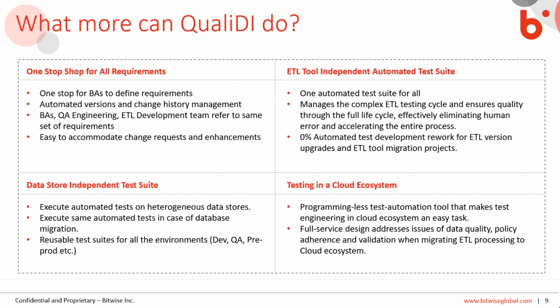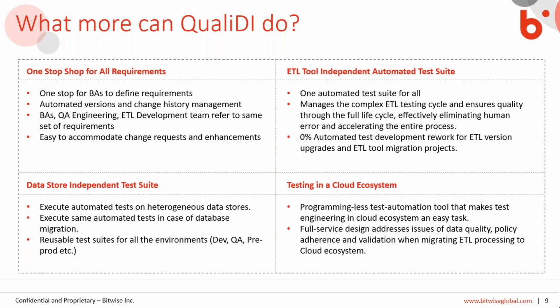QualiDI can easily test complex transformations, ensure quality, and eliminate human errors. The automated test suites in QualiDI are independent of data stores. Take a case where you want to migrate from data store A to data store B. The same test suites can be used again with no modification. QualiDI is a programming-less test automation tool that makes test engineering in the cloud ecosystem a success and can cater to validation when migrating the ETL process to the cloud as well.